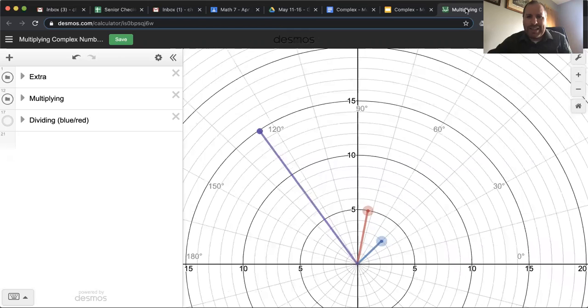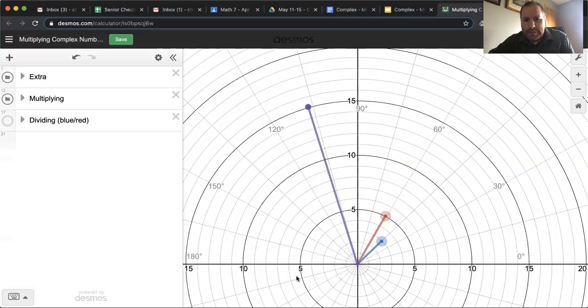But what about the angle? How is that being affected? I mean, 5 times 3, that just makes sense. So let's grab these and move this around. If I keep this still at a distance of 5, it's still 5 times 3. This is at a distance of 15. But as I move this, it just turns that other result. Same with this one. If I move this, it just turns the result.